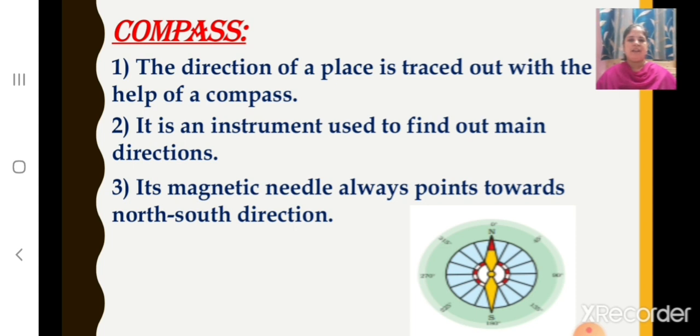Children, here you can see the diagram of a compass. You can see the magnetic needle, it is pointing towards the north-south direction. This diagram is on page number 25 in your geography textbook. So children, with the help of this compass, we can easily find out the direction of a place.